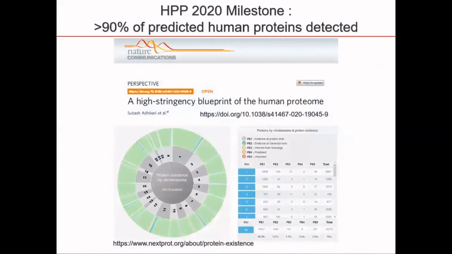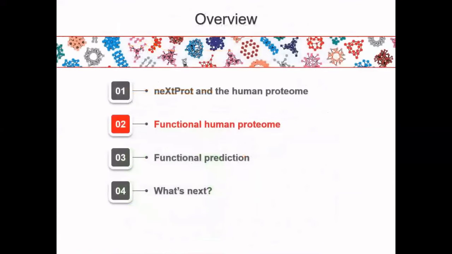Last year, the HPP project reached a major milestone in that over 90% of the predicted human proteins have been detected. This came out as a Nature Communications paper, and NextProt being the reference database for this project, you can see here for the current release that just over 90% of the entries currently have evidence which is PE1, so at the protein level. Let's now turn to the functional human proteome.